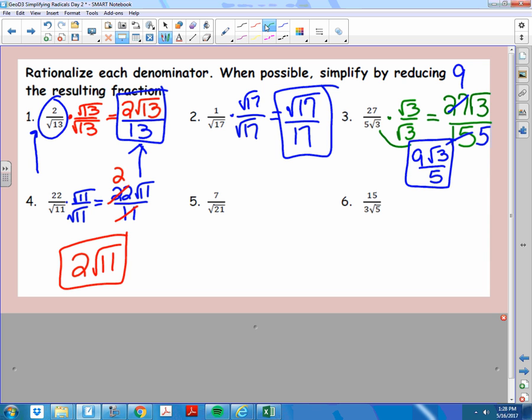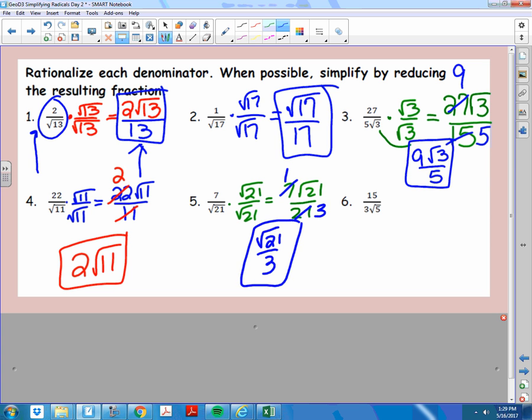Same thing on 5. We multiply times root 21 over root 21, which gives us 7 root 21 over 21. But obviously 7 over 21 simplifies to 1 over 3, so you end up with the square root of 21 over 3. And again, guys, I want to be clear: the value of this fraction is the same as the value of this fraction. They're exactly the same. One is simplified and one is not. You just cannot give this as a final answer because the denominator has that square root.